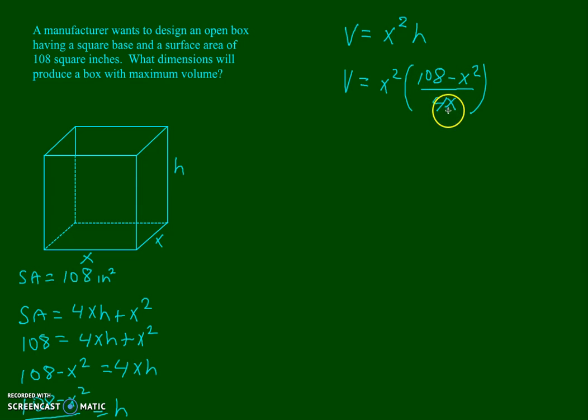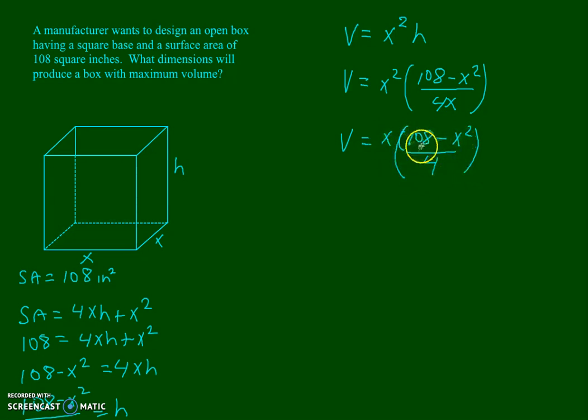Now we need to do some simplification. So we're going to get rid of some of these x terms. So this x term is going away, and one of those x terms is going away. So we have x times 108 minus x squared over 4.